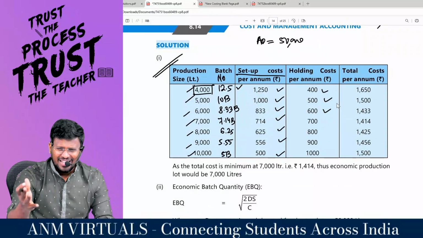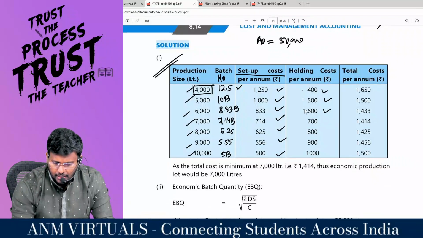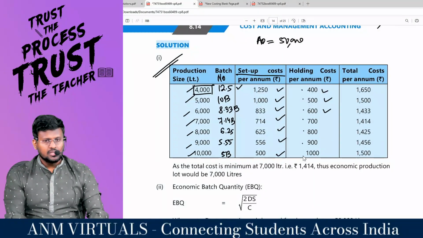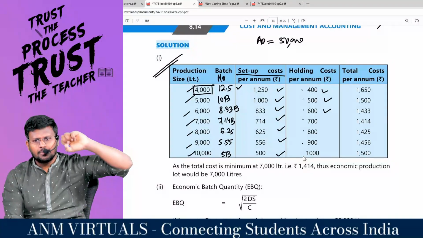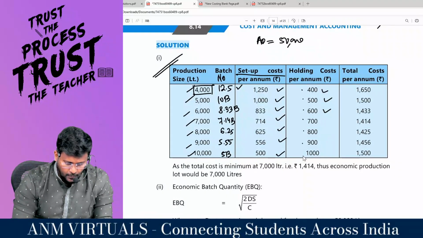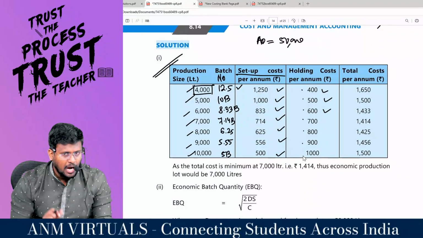Comfortable? Nothing, man. Every multiple of 1,000 only. Add 100: 400 becomes 500, becomes 600, 700, 800, 900, 1,000. That's it, because whenever you are increasing the batch size, every batch you are increasing 1,000 liters. So 1,000 divided by 250 means, sir, you need how many square meters extra?